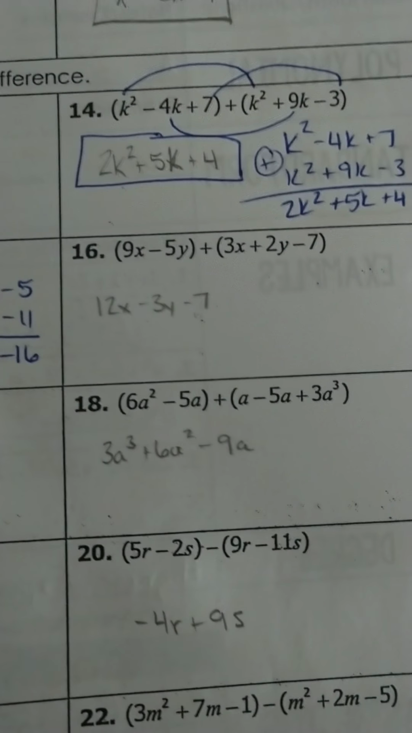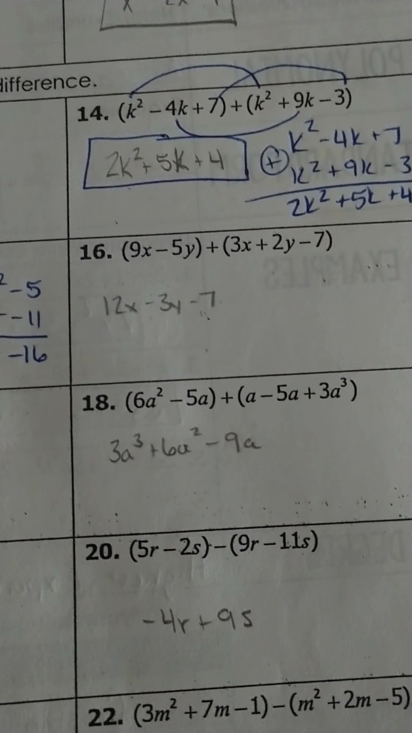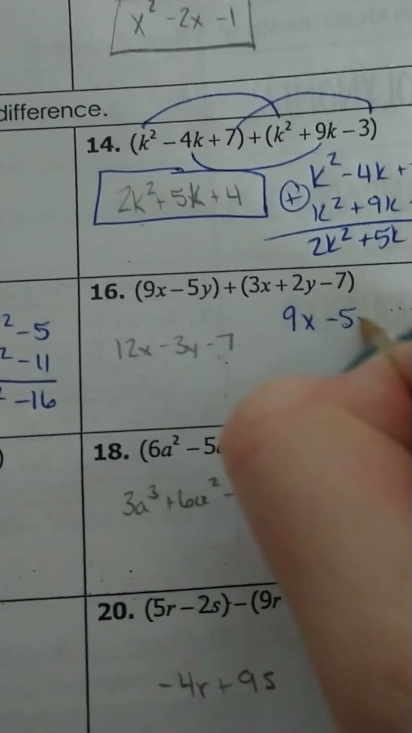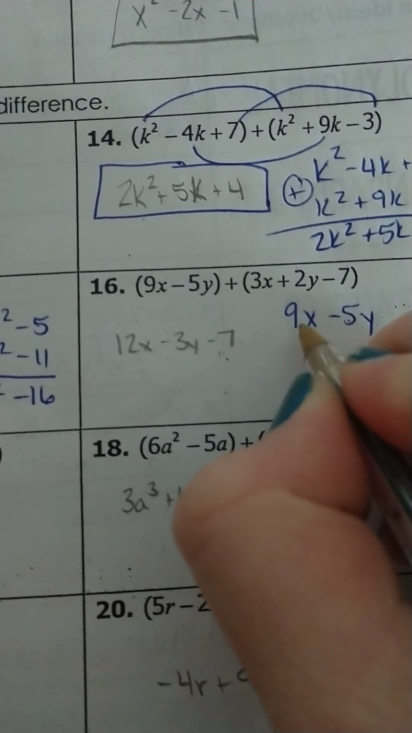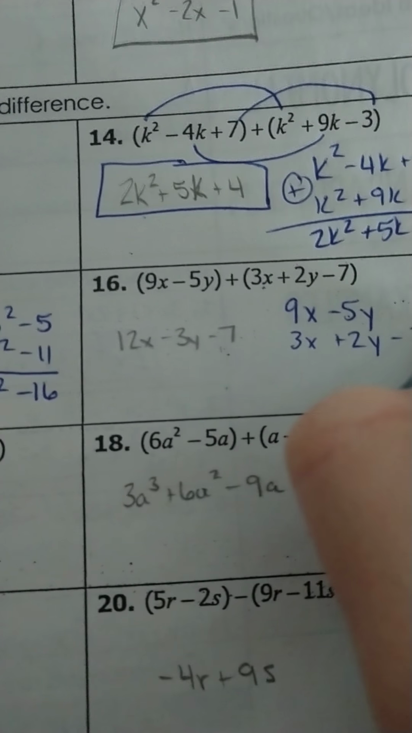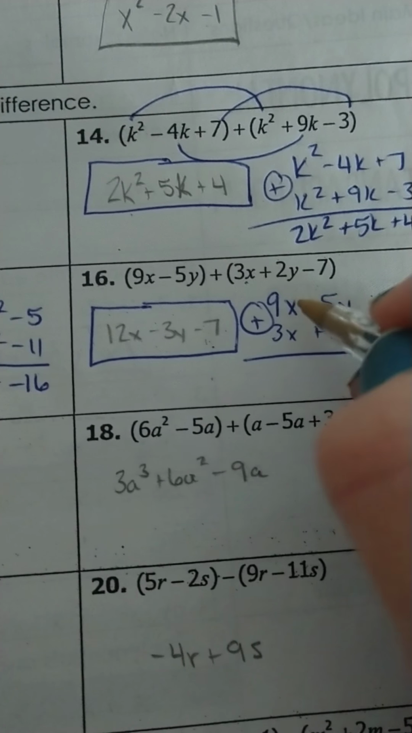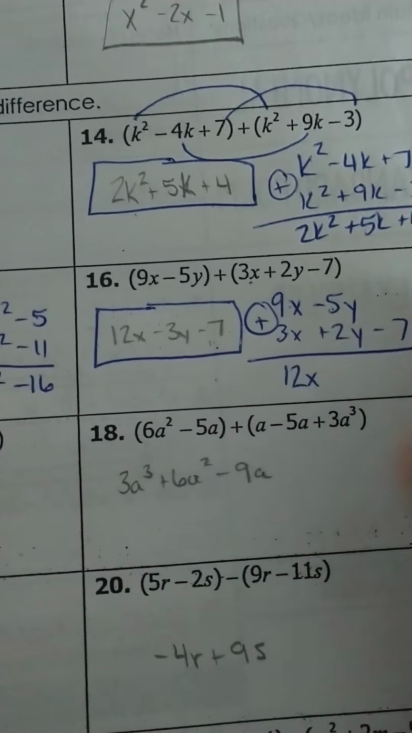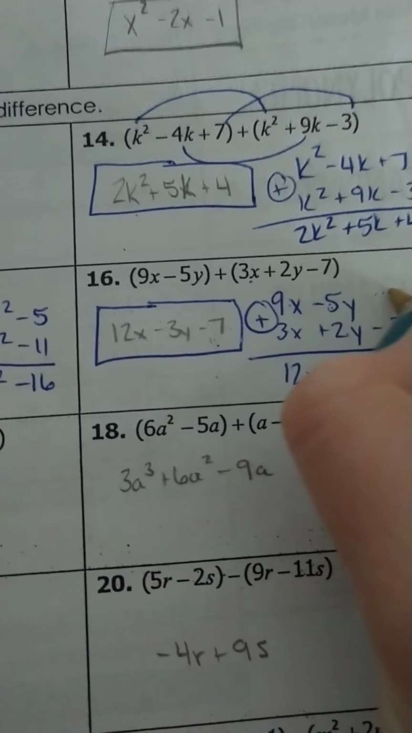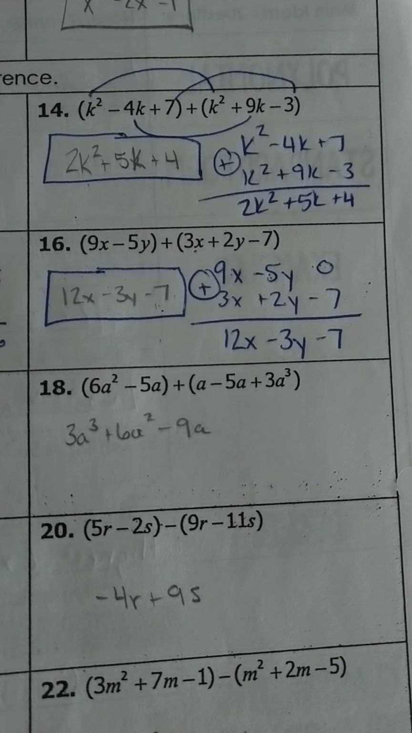Number 16. Number 16 may throw you just simply because it's got two separate variables. But you treat it the same way that we've been treating everything else. Just line everything up. 9x minus 5y over, you want to make sure you've got x's over x's, y's over y's. So this goes 3x plus 2y minus 7. I'm adding, well, you've got 9x over 3x, which gives you 12. You've got negative 5 plus 2, which is a negative 3. And then you've got 0 plus a negative 7, which gives you negative 7.